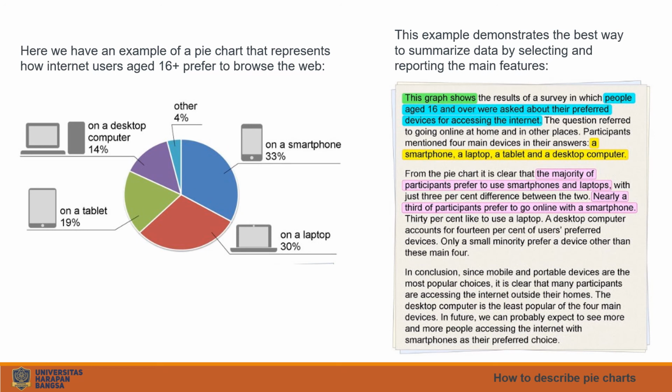In conclusion, since mobile and portable devices are the most popular choices, it is clear that many participants are accessing the Internet outside their homes. The desktop computer is the least popular of the four main devices. In future, we can probably expect to see more and more people accessing the Internet with smartphones as their preferred choice.